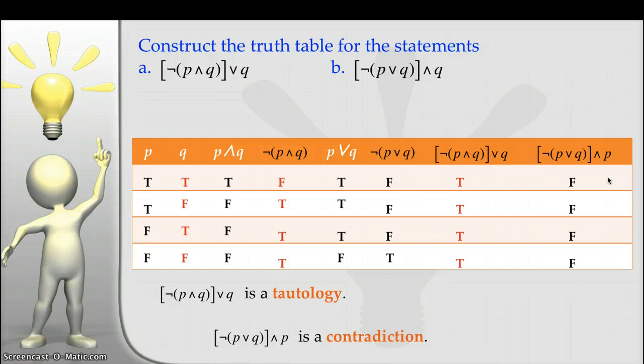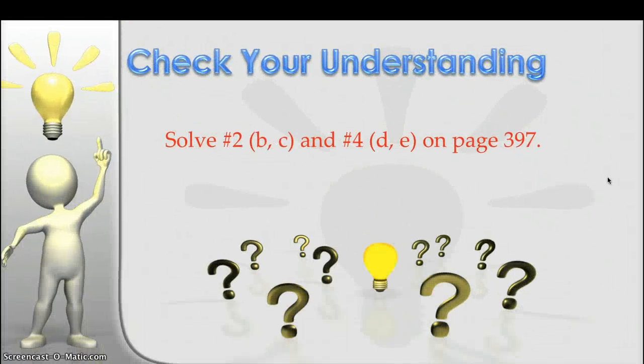I hope it's clear. If not, it will help you if you watch this video again and try to construct the truth table and put the truth values in it on your own, so you can practice. You may check your understanding by solving number 2, letters B and C, and number 4, letters D and E on page 397. We'll check your solution when I see you in class.